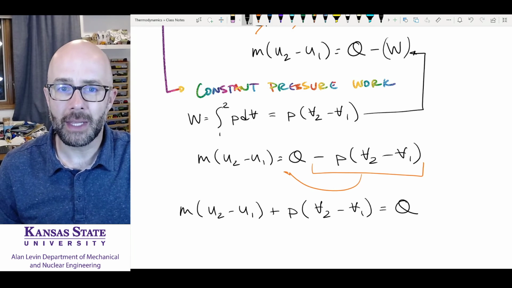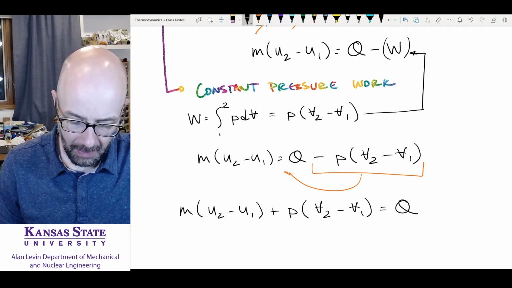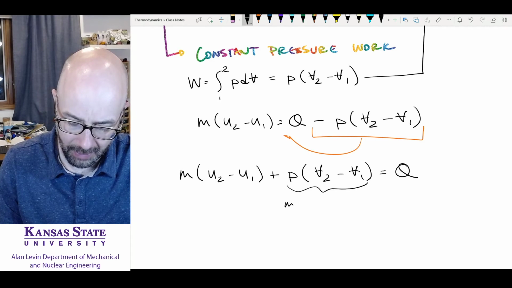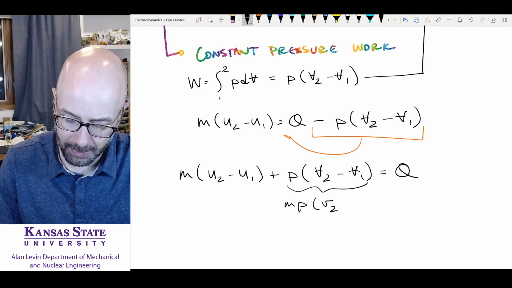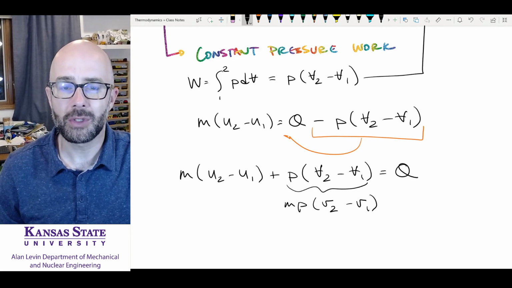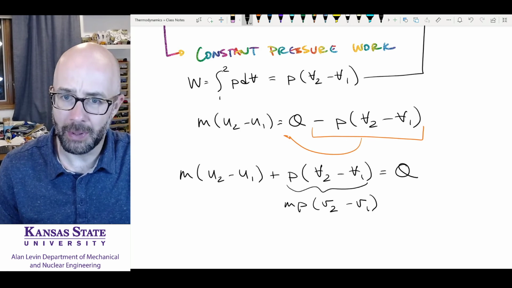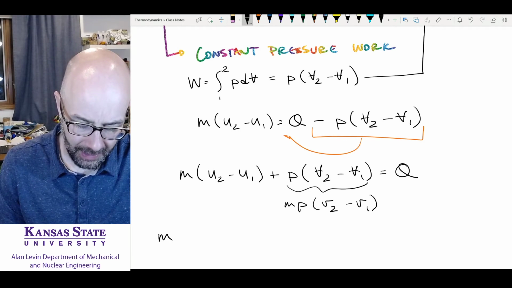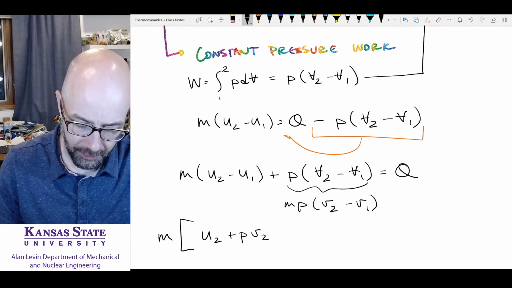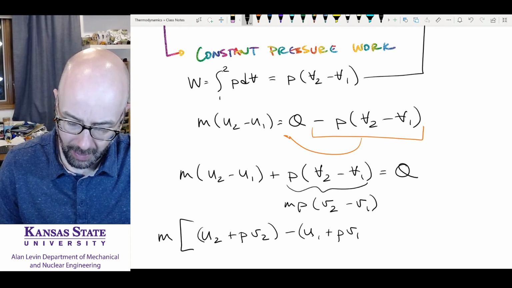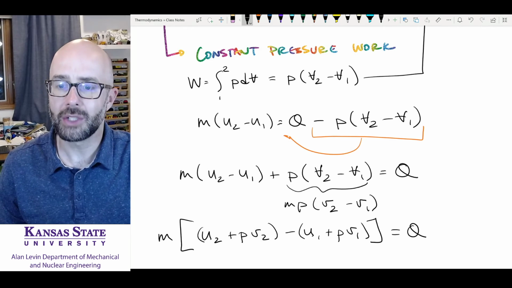And now let me put some things together here. I can write this as mass times pressure times specific volume 2 minus specific volume 1. Okay, so now instead of using volumes, I'm using specific volumes. And if I do that, I'm going to take out a mass and say this can be equal to U2 plus PV2 minus U1 plus PV1 is equal to my heat transfer.